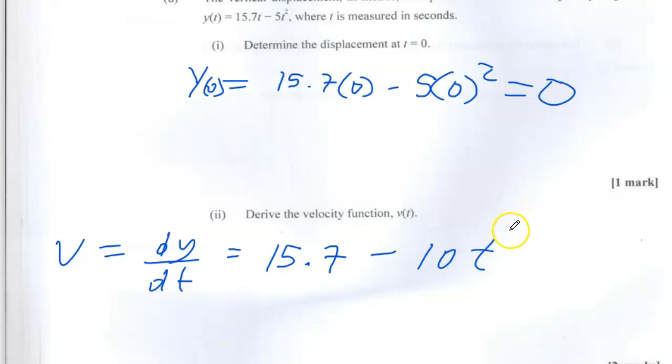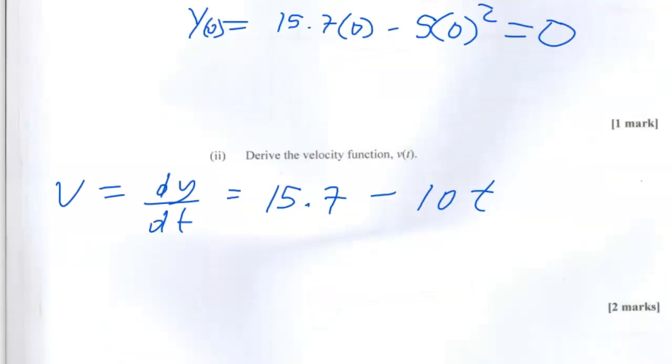T to the power 1 is just t. So multiply by the power. For 15.7t, you multiply the power and you'll be left with t to the power 0, which is 1. So all we have is 15.7. Multiply by 2, the t power, we get negative 10t to the power 1. So that's the expression for velocity.